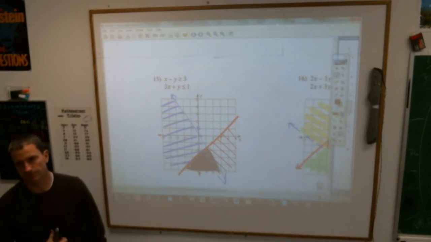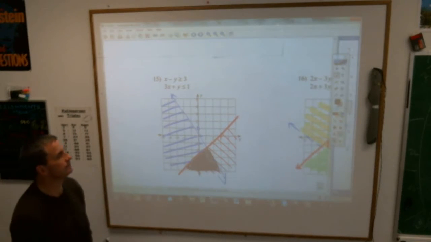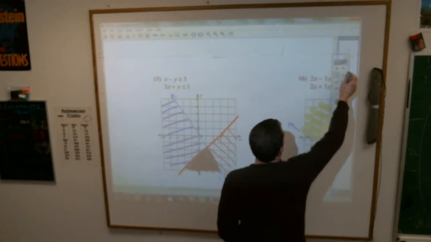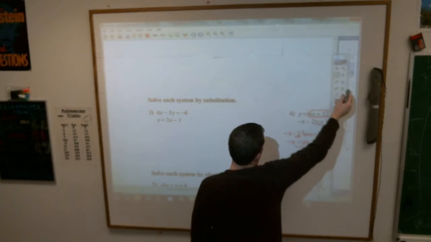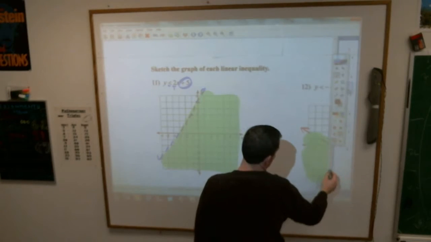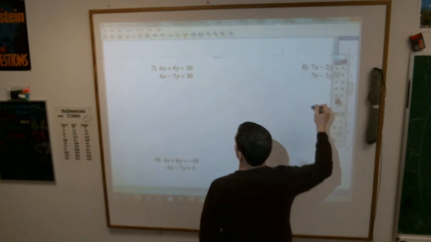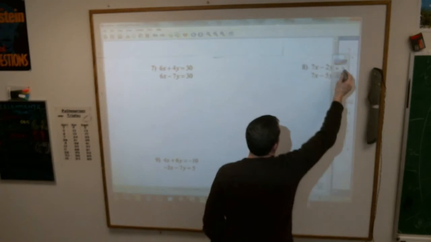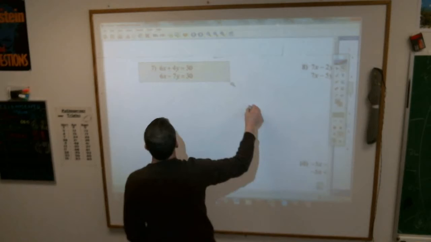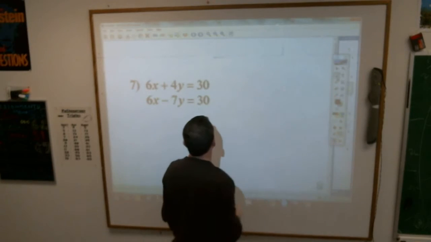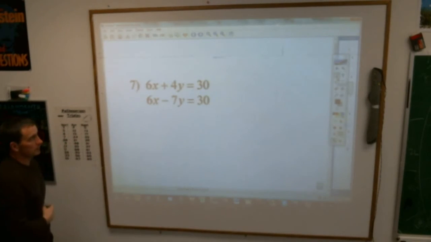I'm sorry, Grace, which one? Could you do 7 and 10? 7 and 10? The 7 on the second page? I will do 7. Why not? Which method am I solving by? Elimination. So, Grace Watson, what am I gonna do?